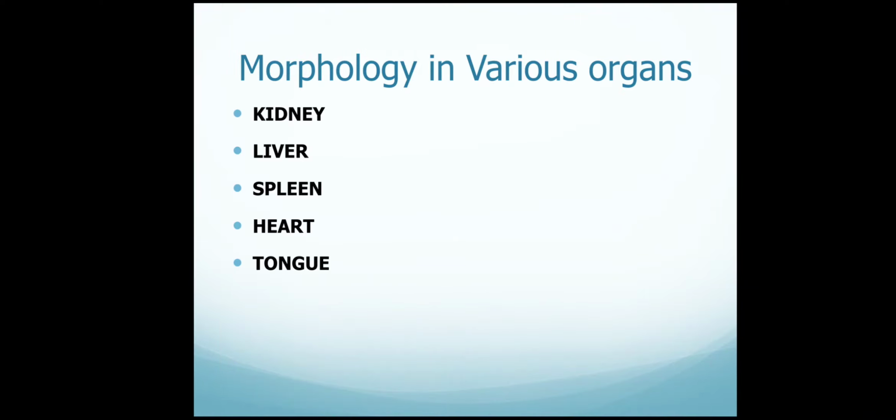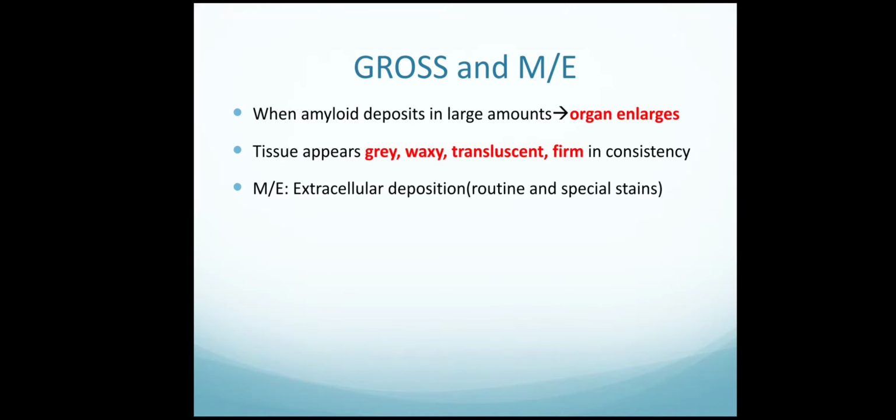Now we come to the morphology in various organs. Again, this is very important. So we will cover the important organs. First, in general, in gross, when amyloid gets deposited in the organ in large amount, the organ generally enlarges in size and it appears gray, waxy, translucent and firm in consistency. So these are the common points in general for amyloidosis. And microscopically there is extracellular deposition, and it can be demonstrated with the routine and special stains.